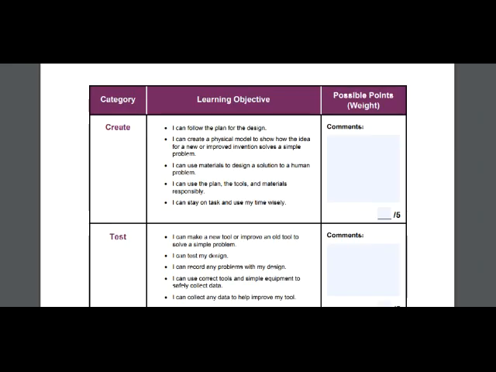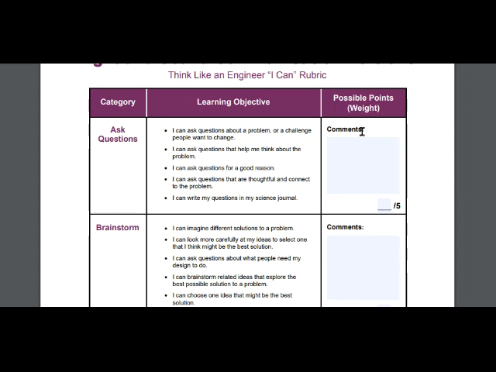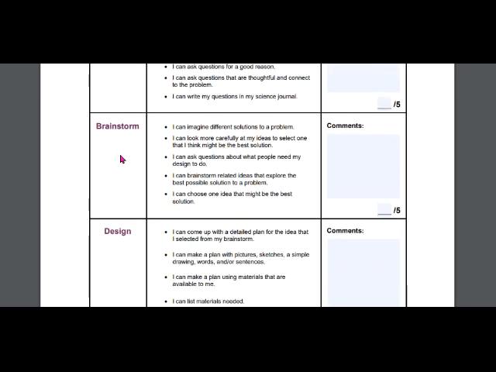Let's look at our rubric. Here's our rubric to make sure we have everything. In the Ask Question section, we want to make sure that we can ask a question about a problem or a challenge that people want to change. In the brainstorming section, we want to make sure we imagine different solutions to a problem and choose the best idea or best solution.